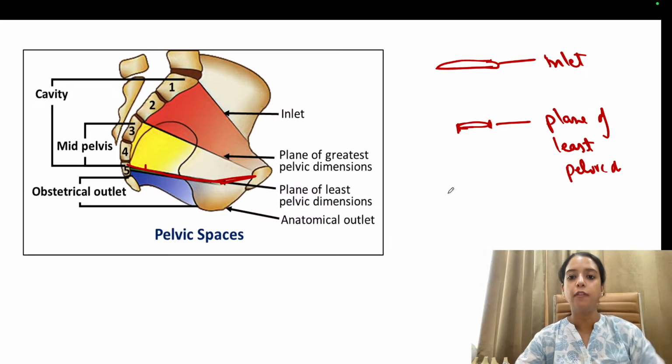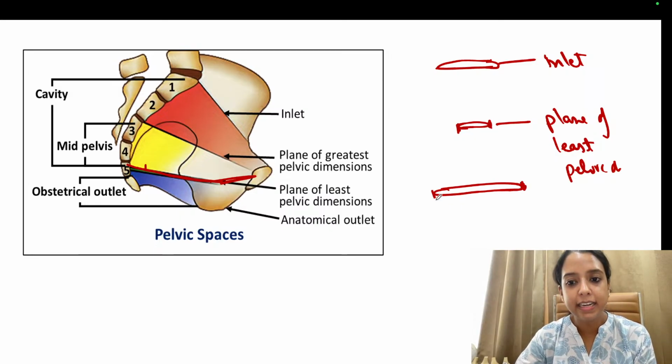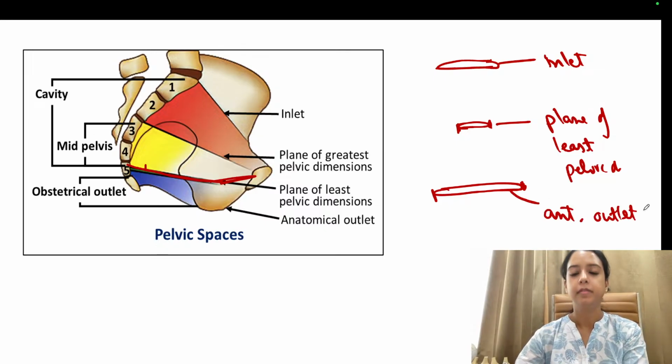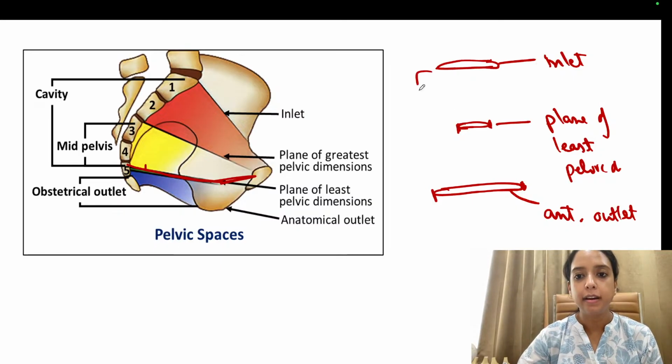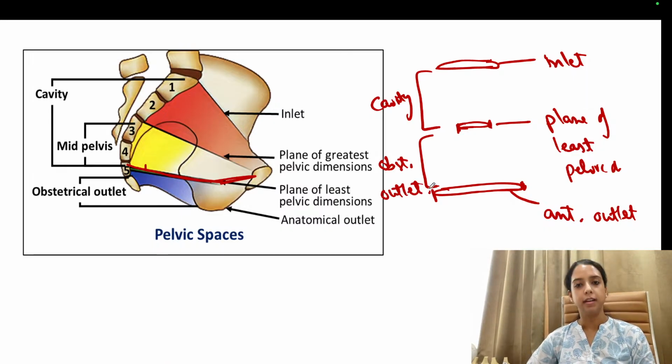The other side of the door of this house is the outlet, and the outlet is running from the lower border of pubic symphysis till the tip of coccyx, and it is anatomical outlet. So these are the three doors. This is a wall. In between here is the cavity. This room, a huge room, is cavity. This another room is obstetrical outlet.